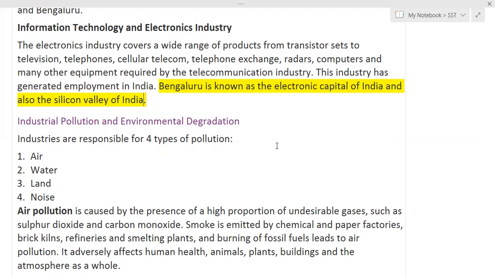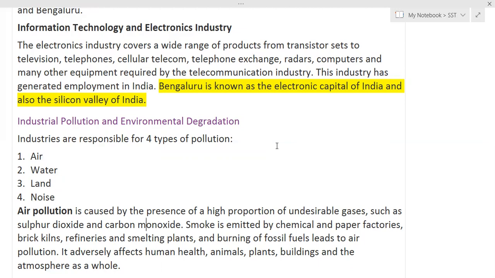Industrial pollution and environmental degradation. Industries are responsible for four types of pollution: air, water, land, and noise. Air pollution is caused by the presence of a high proportion of undesirable gases such as sulfur and carbon monoxide. Sulfur, carbon monoxide, and nitrogen oxides are all responsible for causing acid rain. And this acid rain can cause air pollution and also water pollution.